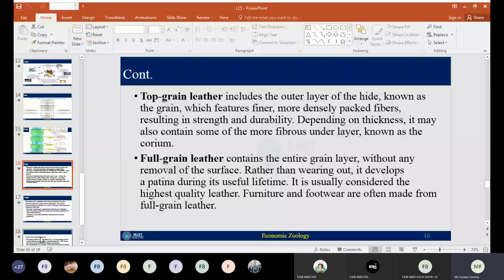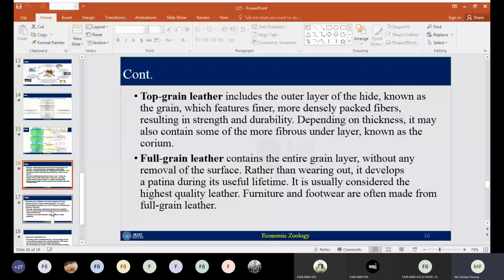So we can say that it is a kind of leather that contains the product in its full form. So rather than wearing out, it develops a patina during its useful lifetime. It is usually considered the highest quality leather. Furniture and footwear are often made from full grain leather. So there are different types of leather utilized for different purposes.